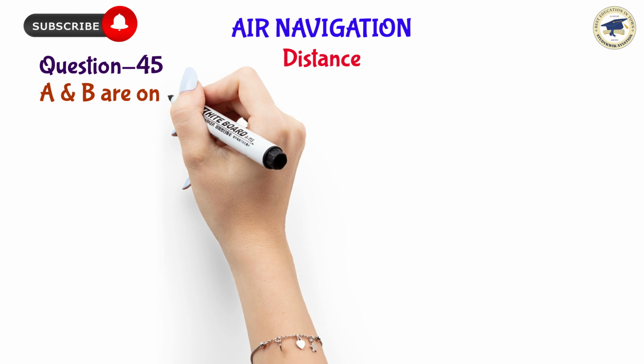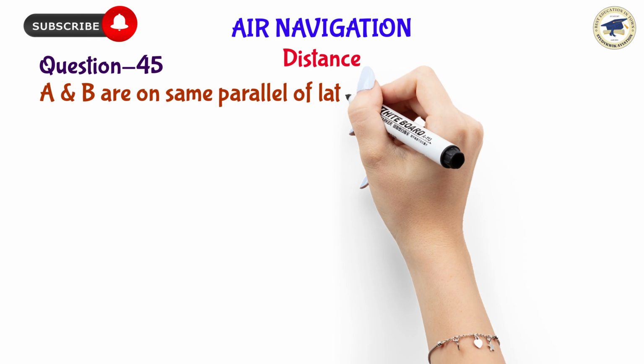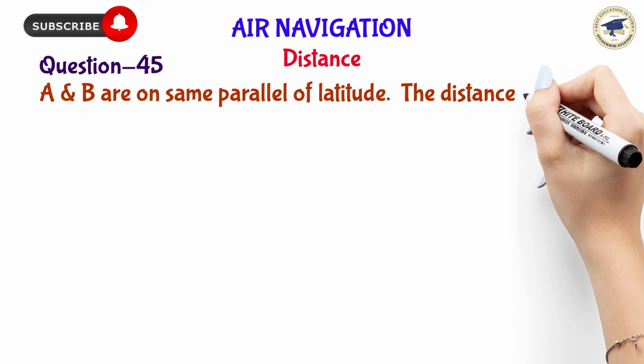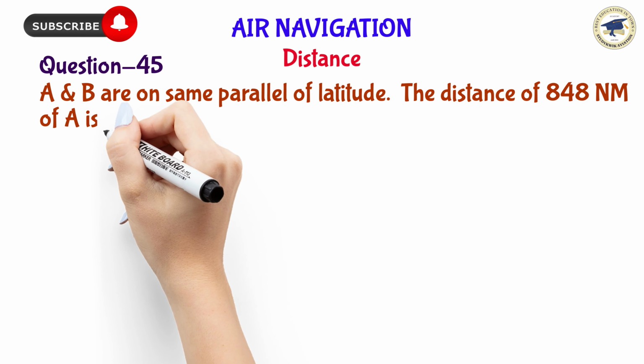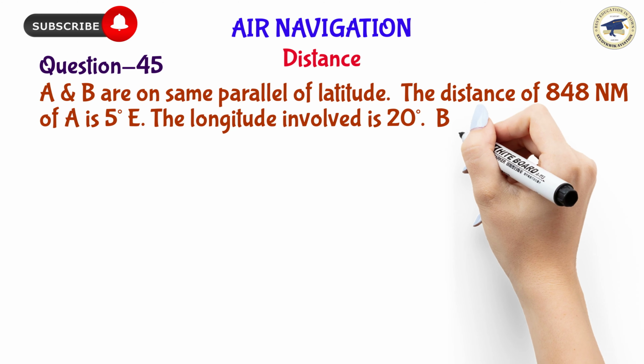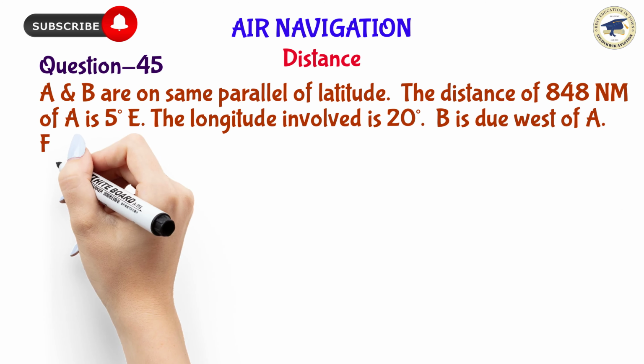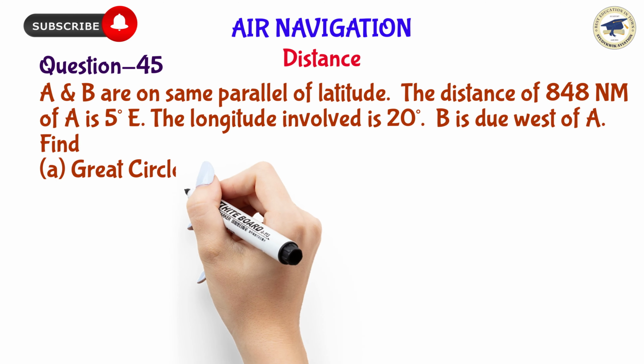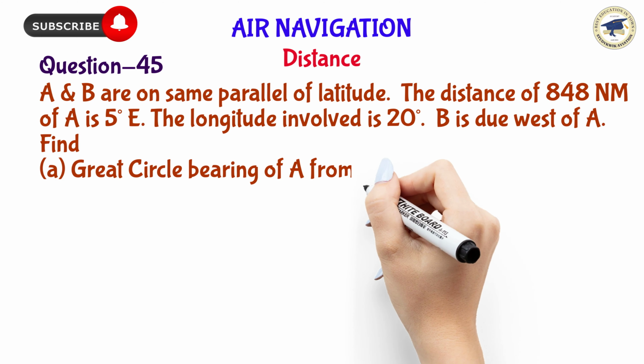Today's question is: A and B are on the same parallel of latitude. Distance, 848 nautical miles. The longitude of A is 5 degrees east. D long involved is 20 degrees. B is due west of A. Find A, the great circle bearing of A from B in the northern hemisphere.